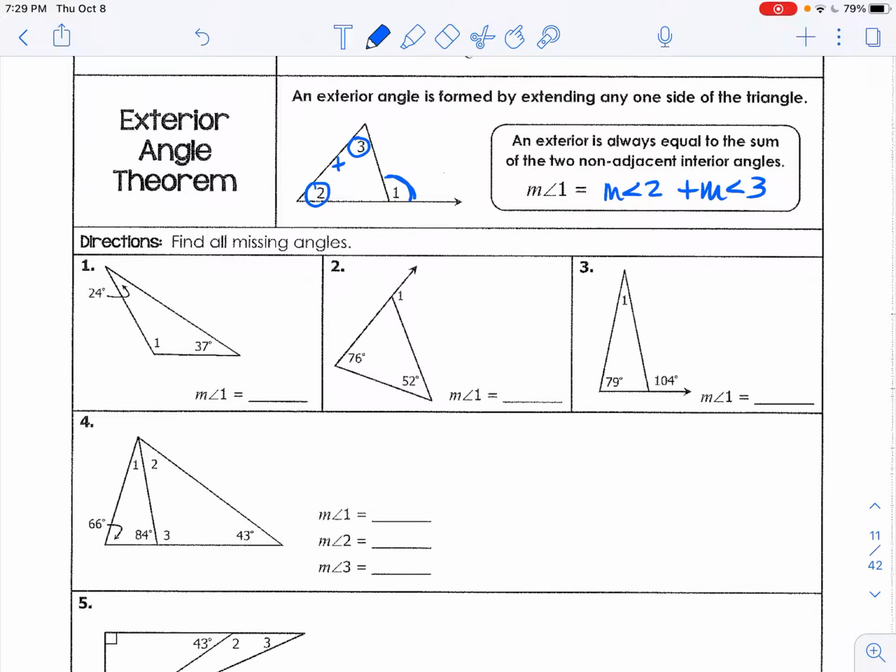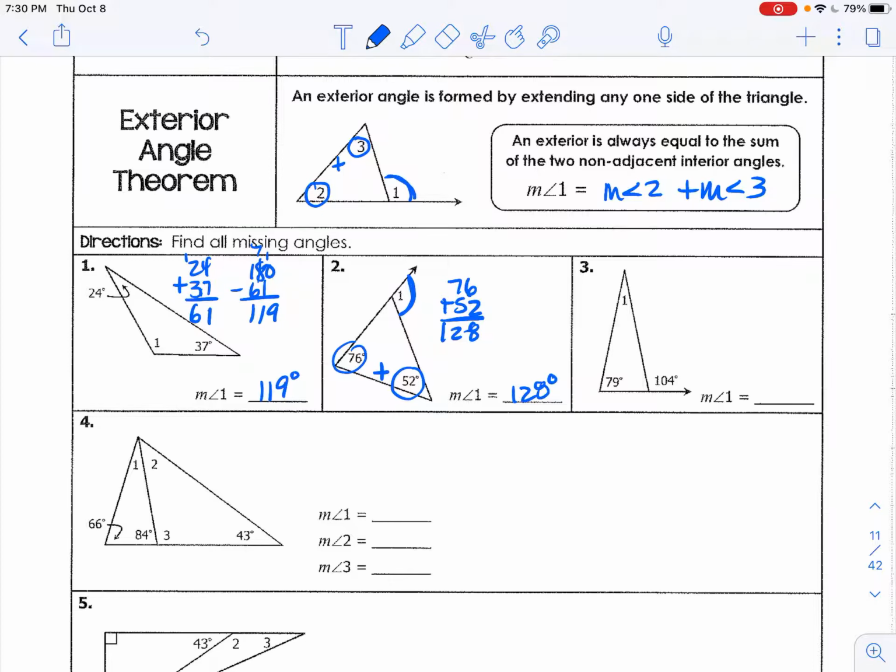All right, let's do some examples. In problem number 1, we were given two angles. So if we add those together and subtract from 180, we'll get that third angle. So let's see, that makes 61. So 180 minus 61, we get 119. In problem number 2, this is the exterior angle theorem that says that angle 1 is the sum of these two. So 76 plus 52 make 128.